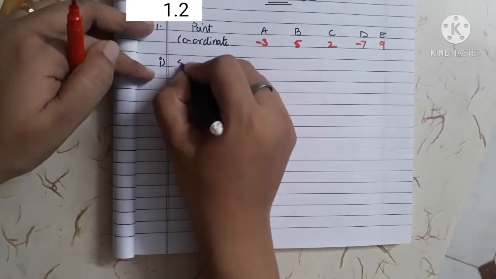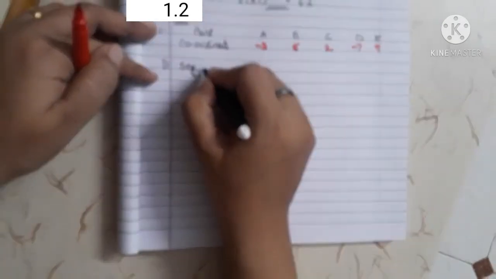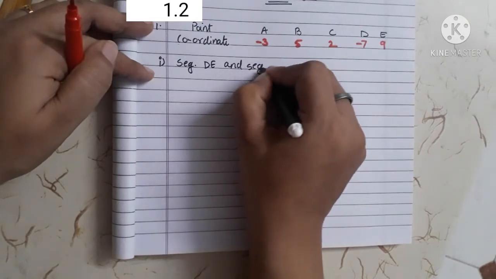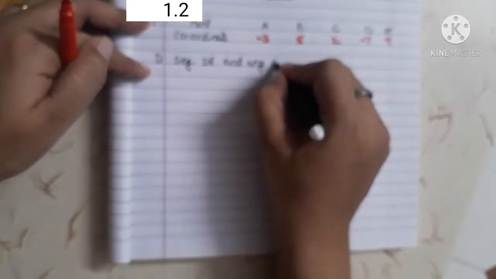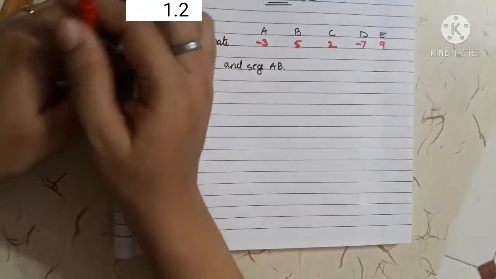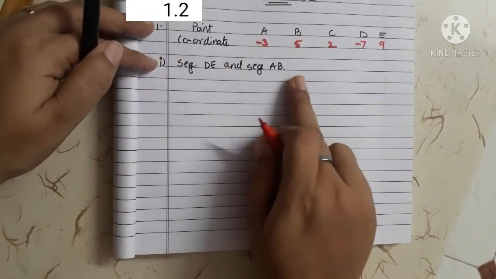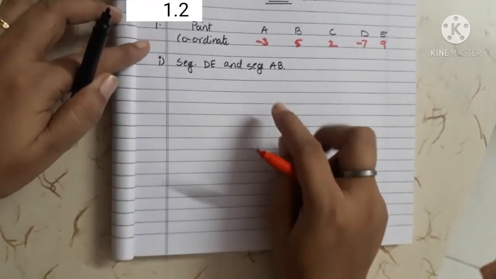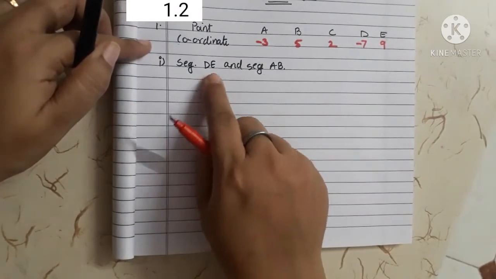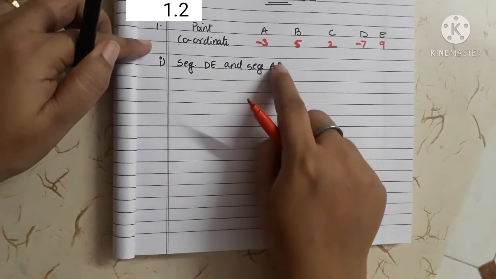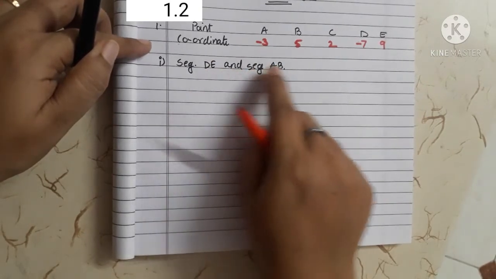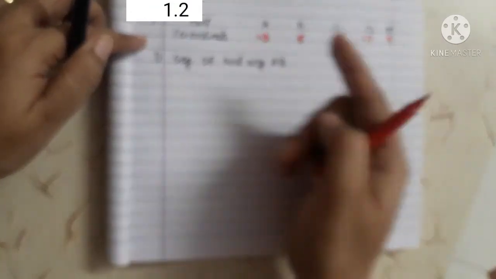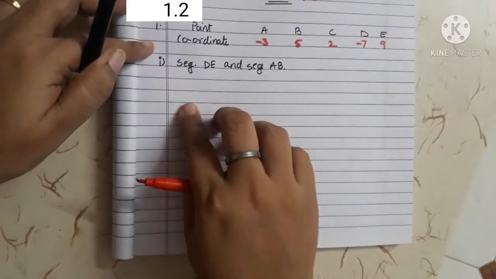So the first set of segment given to us is DE and segment AB. Okay, so what we will do to compare whether these two are congruent or not, we will find out the distance of DE and distance of AB. If the distance of DE is equal to the distance of AB, then they are congruent. If the distances are different, then they are not congruent.